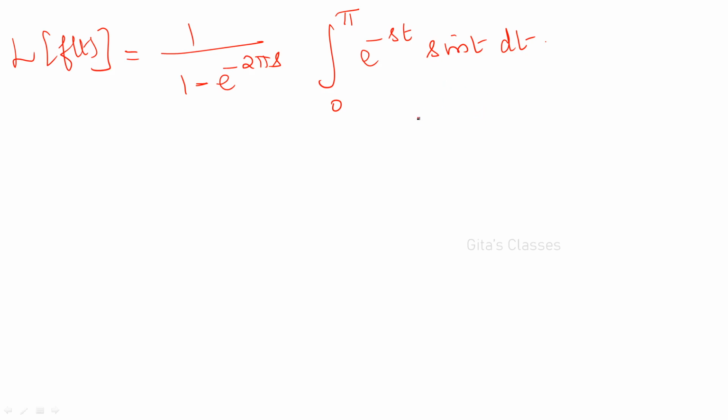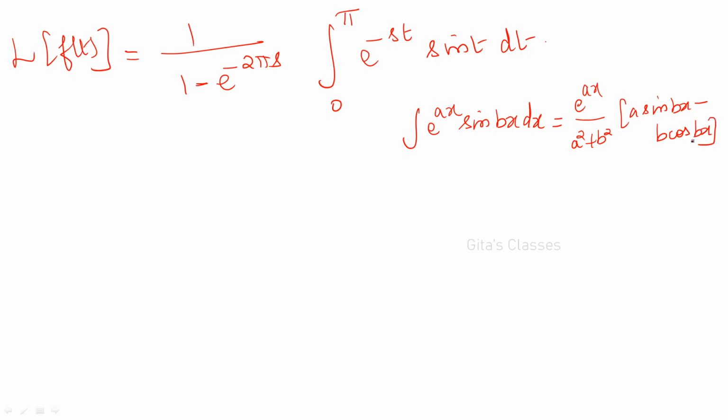I have explained this formula: the integral of e power ax into sin bx dx is equal to e power ax by a squared plus b squared into (a sin bx minus b cos bx). This is the formula. Okay.